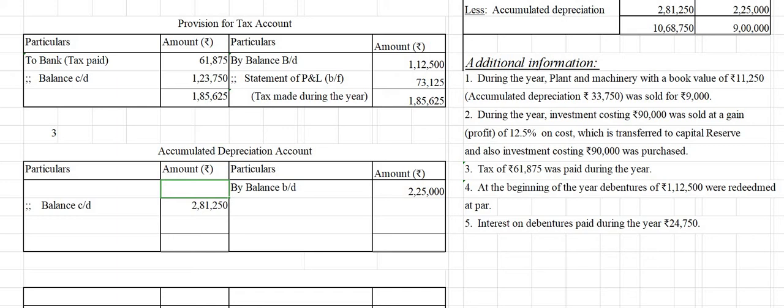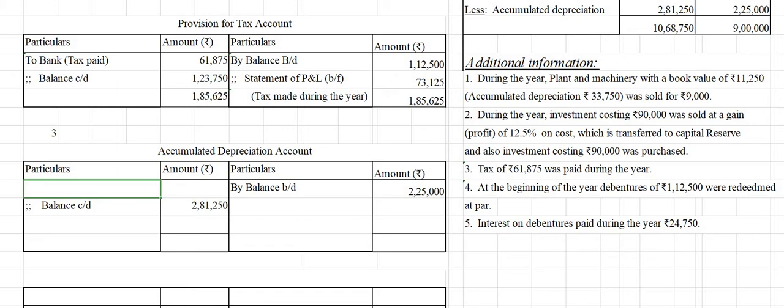So 33,750 is the depreciation of plant and machinery sold. So that we can write here. That means from this total accumulated depreciation, what is the depreciation for the sold machinery will be deducted from the accumulated depreciation account. Okay, that is the speciality of accumulated depreciation account.